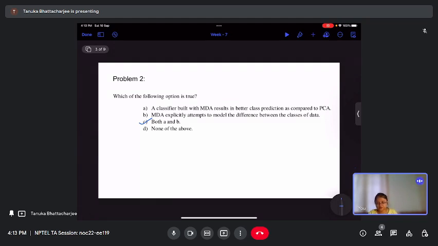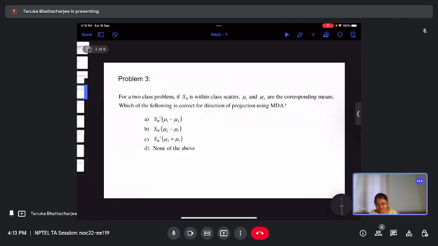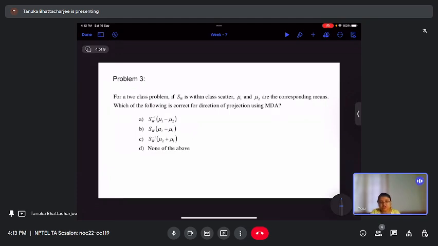Okay. So, if that is clear, we move on to the next question. Next question is for a two class problem. So, we are considering a two class problem. If SW is the within class scatter, and mu1, mu2 are the corresponding means, then which of the following is correct for the direction of projection using MDA? So, if you use MDA, what will be the projection direction? Before I explain the answer, would anyone like to attempt? What will be the correct answer for this?